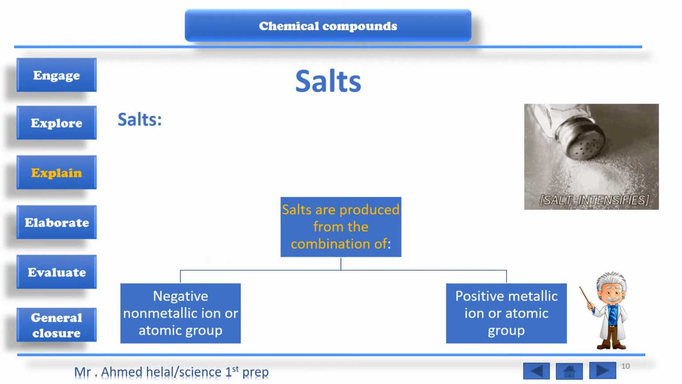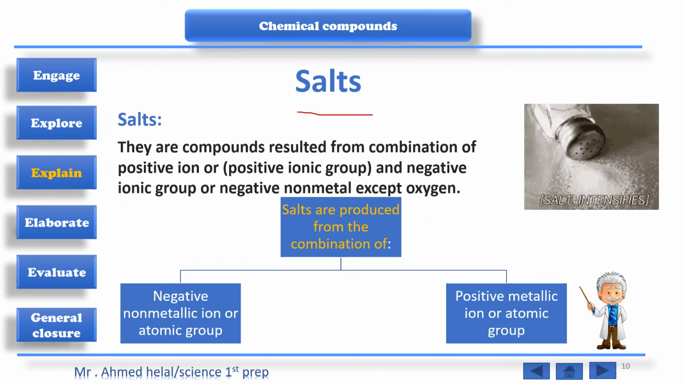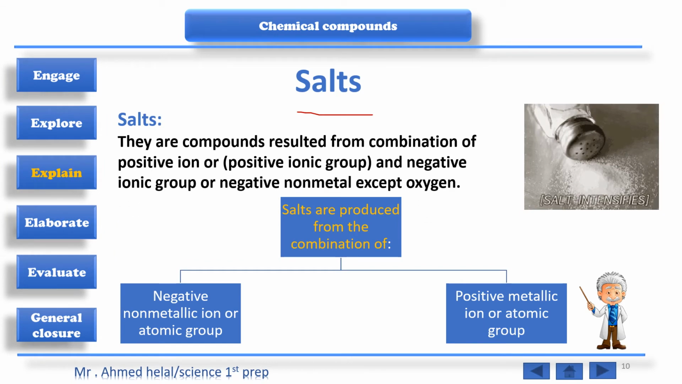Now we'll talk about salts. What are salts? They are compounds resulting from combination of positive ion or positive ionic group, okay, this is positive, remember, and negative ionic group or negative non-metal except oxygen. Okay, so positive and negative, this is salts. This is ionic bond, if you can remember, the electron attraction between positive and negative ions.